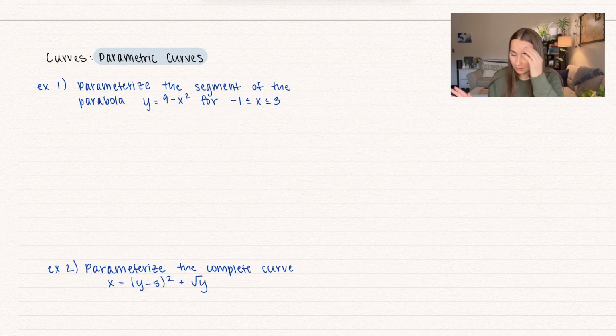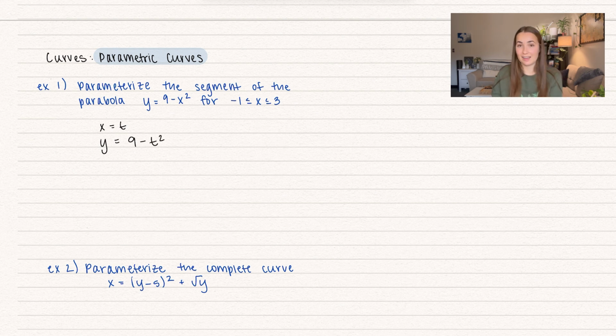So here we have an example. We want to parameterize the segment of the parabola y equals 9 minus x squared for x values between -1 and 3. So I'm just going to teach you the easiest way to do this is to just set x or y equal to t. In this case, since y is a function of x, I'm going to set x equal to t. When I do that, y is really easy to solve for. So y is going to be 9 minus t squared.